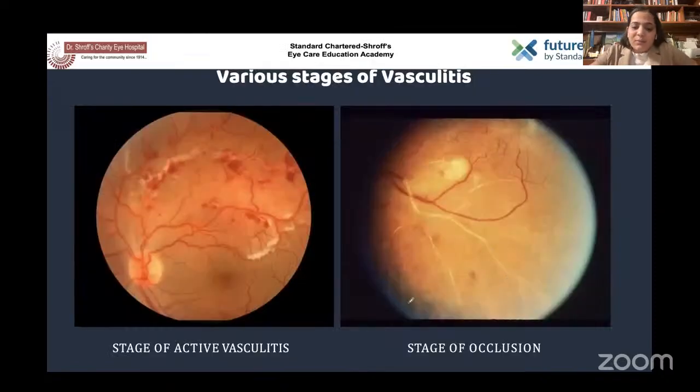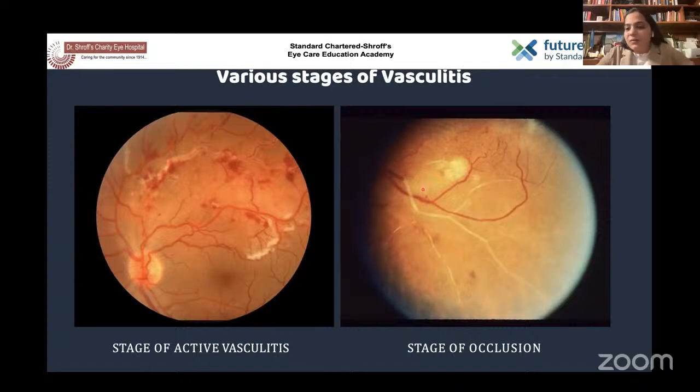Another important thing to remember is that you might not always get an acute presentation of vasculitis. The picture here is acute. You can see this vessel, there is vascular sheathing with hemorrhages. So this is an acute case. You might not get an acute case every time. Sometimes you may get a burnt out or a chronic disease where you see these occlusive or sclerosed vessels.